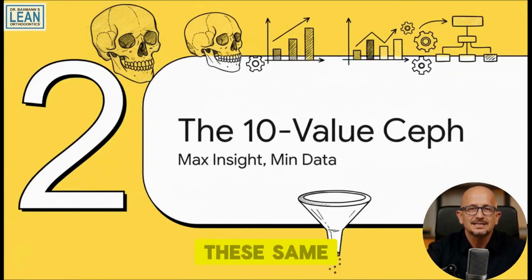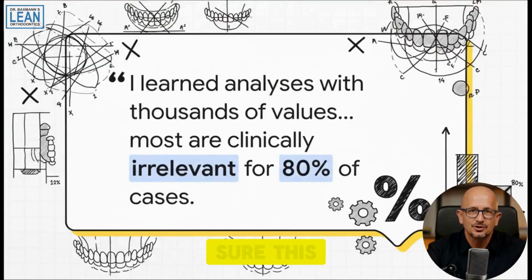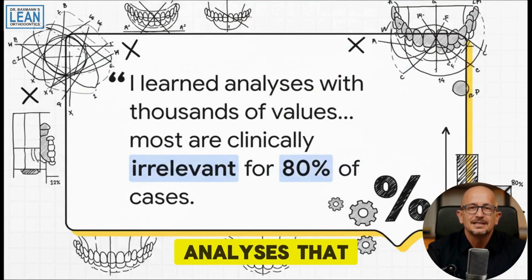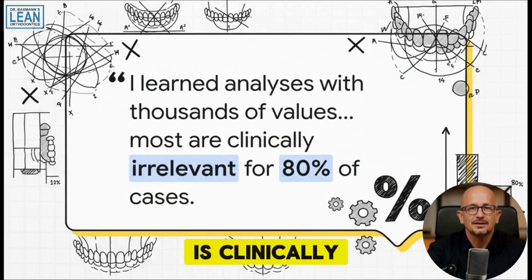Okay, now let's apply these same lean principles to one of the most data-heavy things we do, cephalometric analysis. We can absolutely get maximum insight from minimum data here. I am sure this feels familiar to many of you. I remember back in school learning these analyses that felt like they had 10,000 values. We'd memorize all these angles and planes that, let's be honest, we never used again. And the reason we forget them isn't because we're bad doctors. It's because most of that stuff is clinically irrelevant for probably 80% of our cases.